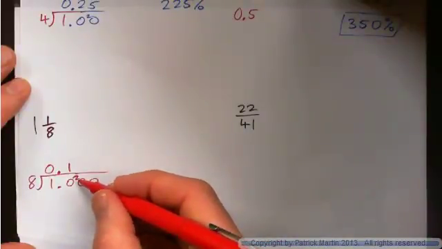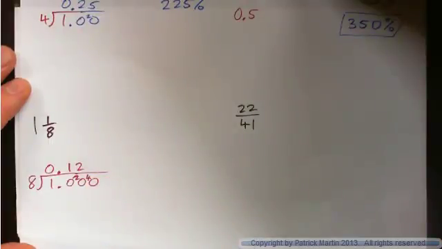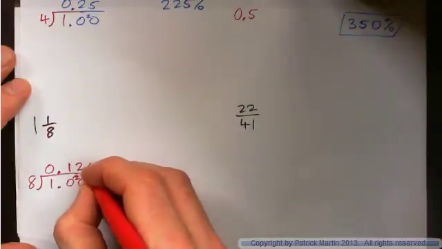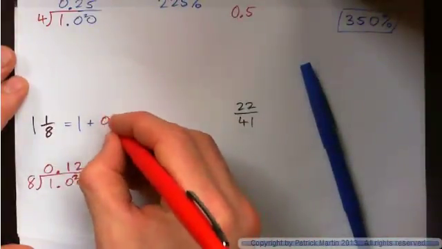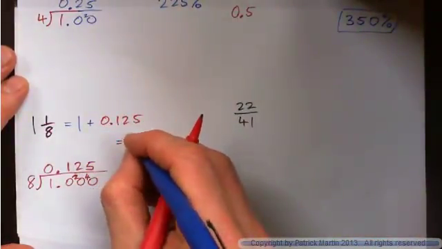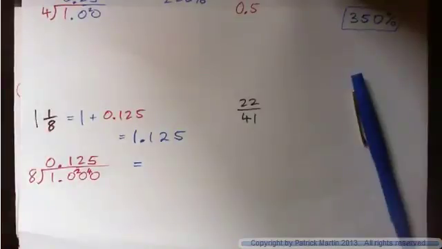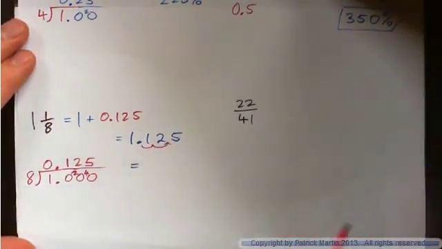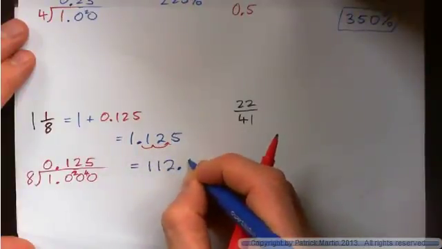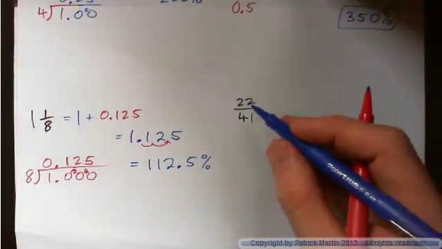What's 8 into 20? 8 into 20 goes twice, remainder 4. What's 8 into 40? 8 into 40 is 5 times. So 1 1/8 is 1 plus the 1/8 part, which is 0.125. So what I have is 1.125. And to turn that into a percentage, you need to move the decimal point 2 spaces to the right, and that's 112.5%.